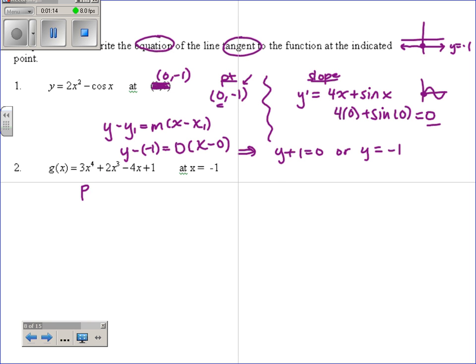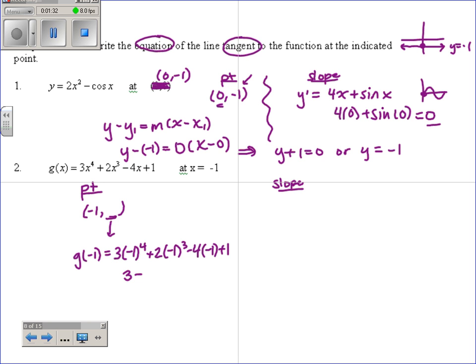Okay, so number 2, point, slope. Point is -1, comma. If we're not given this guy, we just plug it into the function. G of -1 gives us 3 times -1 to the 4th plus 2 times -1 cubed plus 4 times -1 plus 1. So we get 3 minus 2 plus 4 plus 1. This will give us 1 plus 4 is 5 plus 1 is 6.